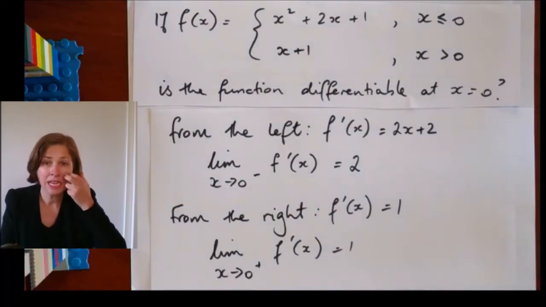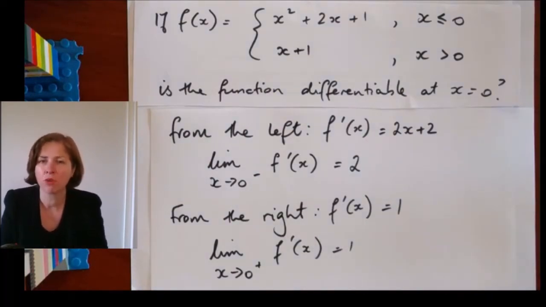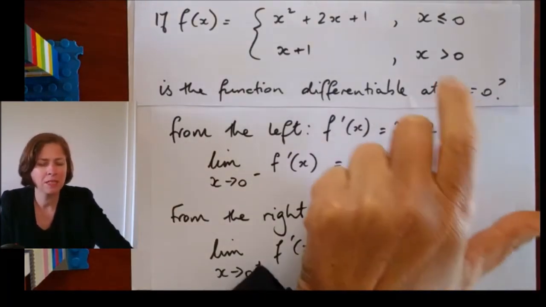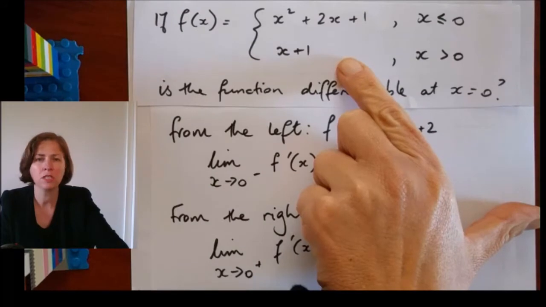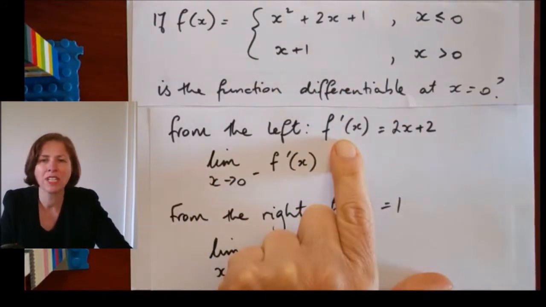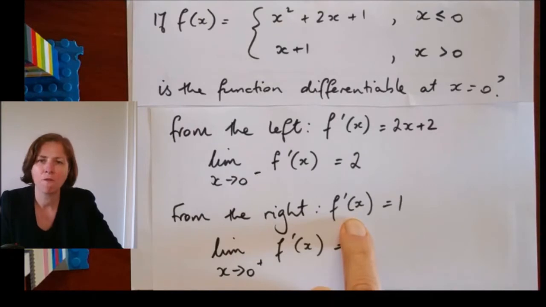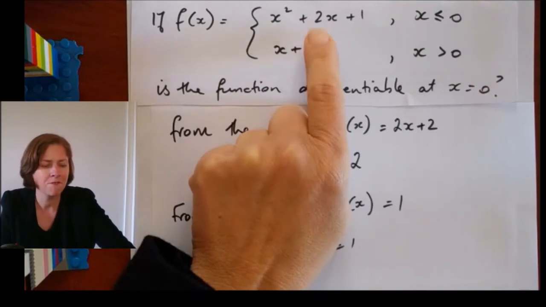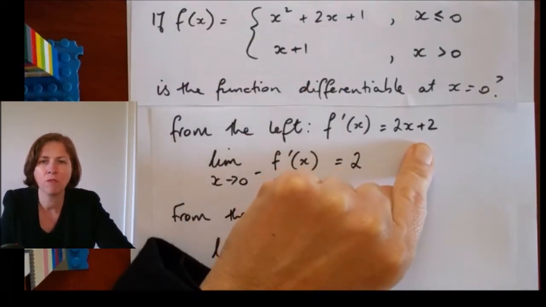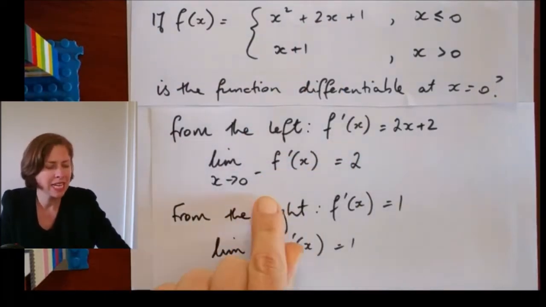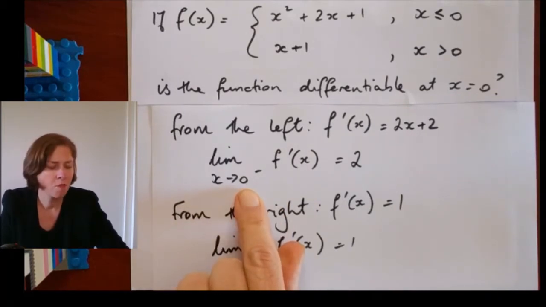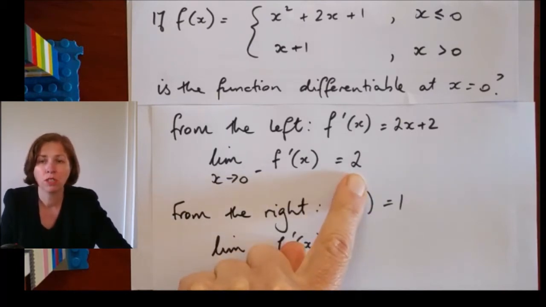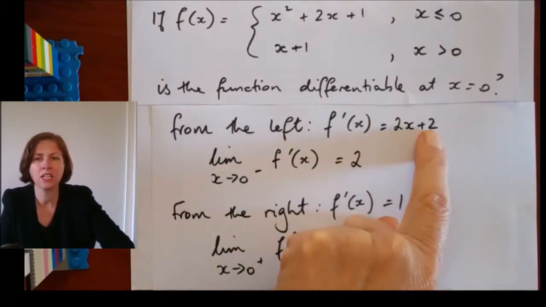Now, if I examine this looking at the derivative as I approach from the left and the derivative as I approach from the right, x equals 0 is the boundary point between these two functions. So from the left, I'm going to have a different derivative function than I have from the right. From the left, that is for x less than or equal to 0, I'm going to have this function, which has a derivative of 2x plus 2. So the limit as x approaches 0 from the left of f dash of x is going to equal 2. When I substitute in x is 0 here, I get 2.